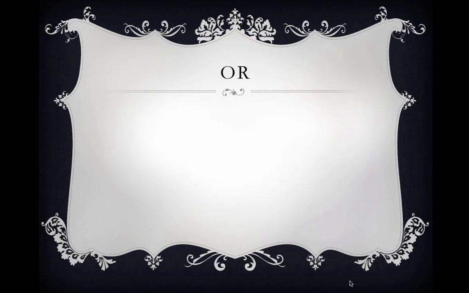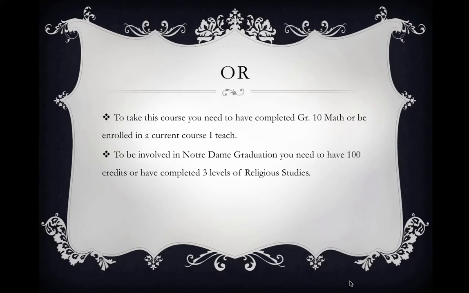Alright, let's deal with or statements. So let's look at the previous 2 statements, but this time instead of the word and in them is the word or. Now imagine I said, to take this course you need to have completed grade 10 math or be enrolled in a current course I teach. So this would imply if you're just simply in my photography class and maybe you haven't taken grade 10 math yet, that you would be allowed to take it.